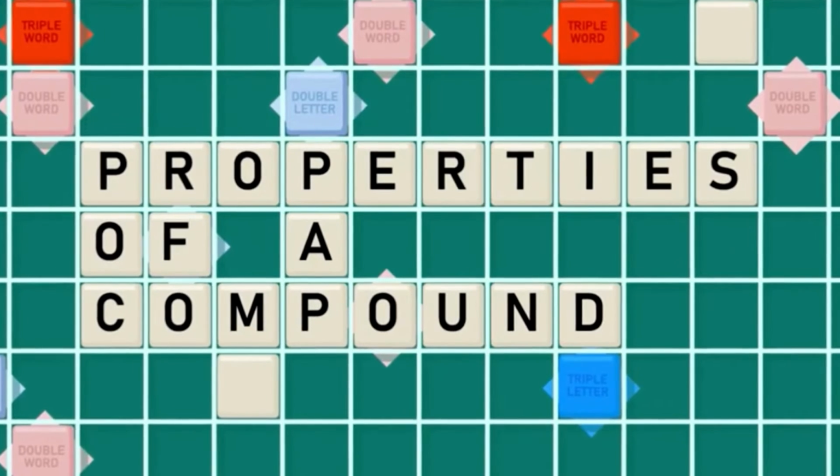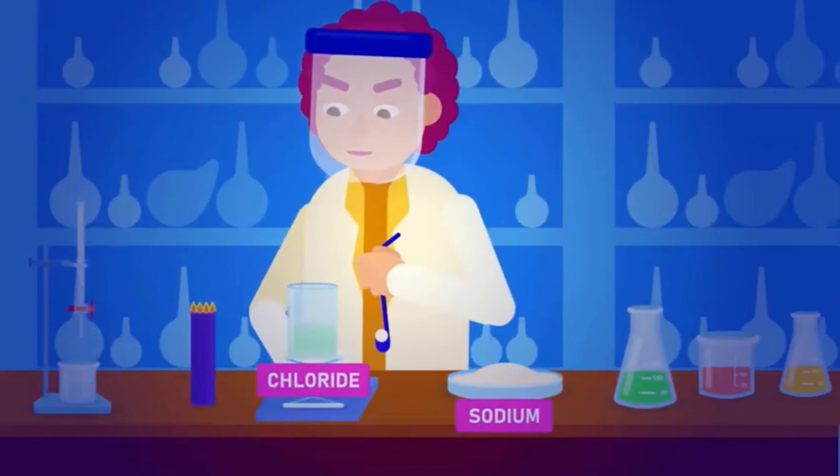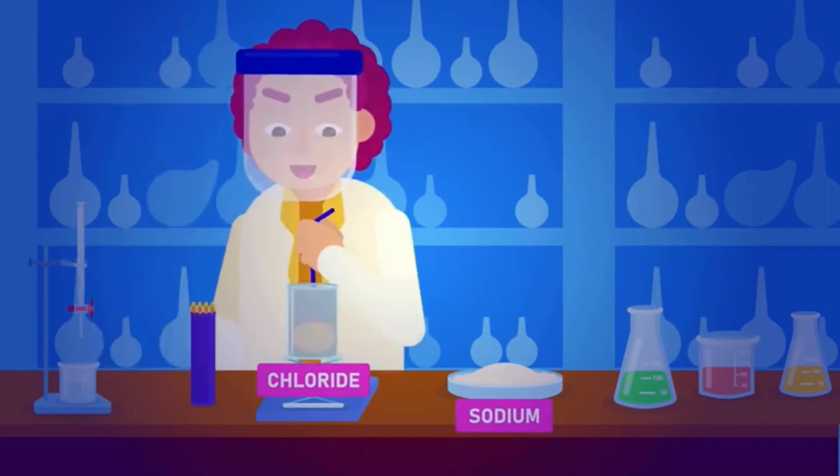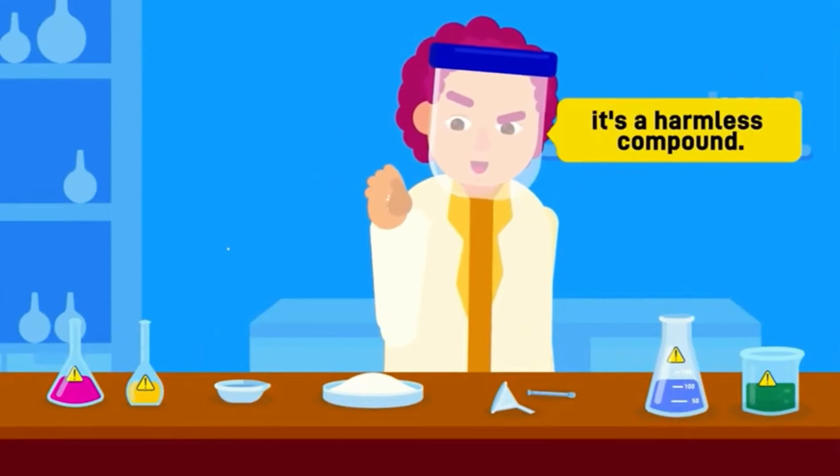Properties of a compound. You may think that since compounds are made of elements combined together, therefore, compounds will have the same properties as those of the elements that make them, right? The fascinating thing is that this is not the case. A compound has different properties from the elements that form it.